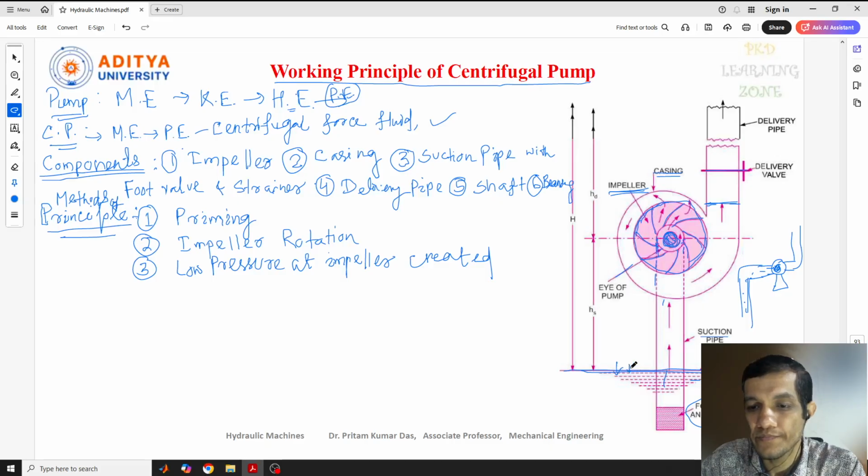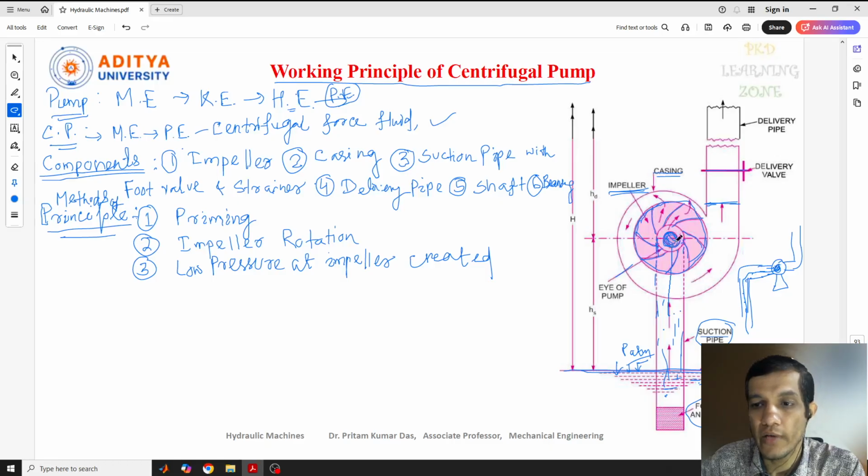Suppose all these are at P atmospheric, that means atmospheric pressure is there. So from this atmospheric pressure, this is our high pressure. From this high pressure liquid, the water or the liquid starts sucking out through the suction pipe. That's why it is called the suction process, and the pipe which is connected is called the suction pipe. Through this the liquid will start moving up here.